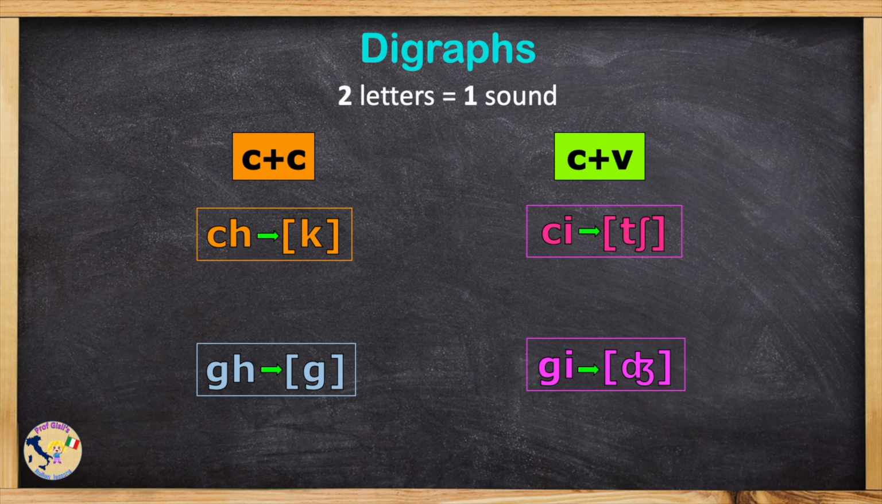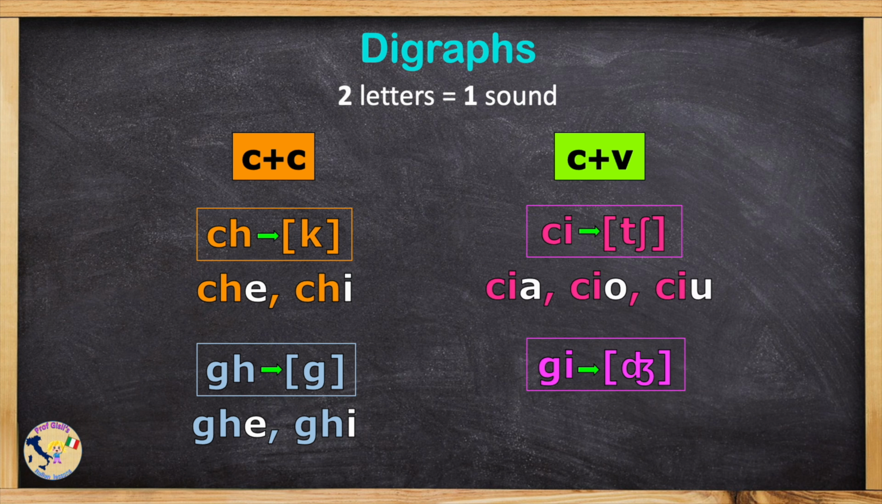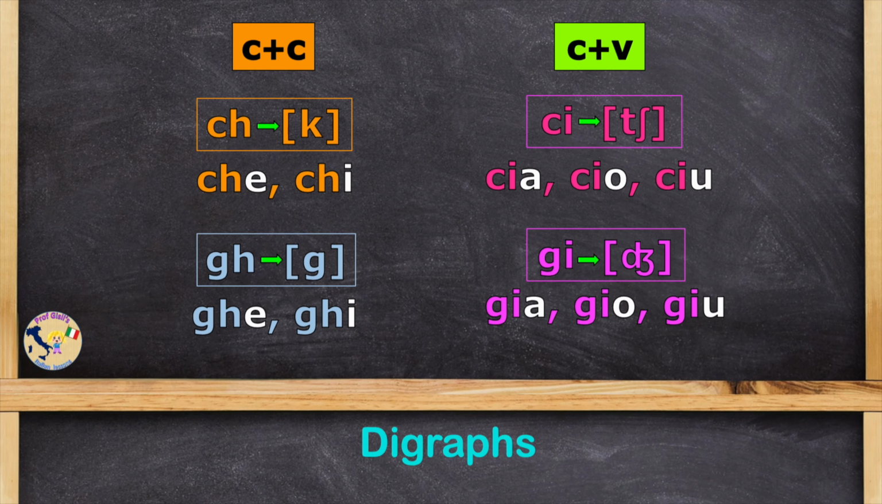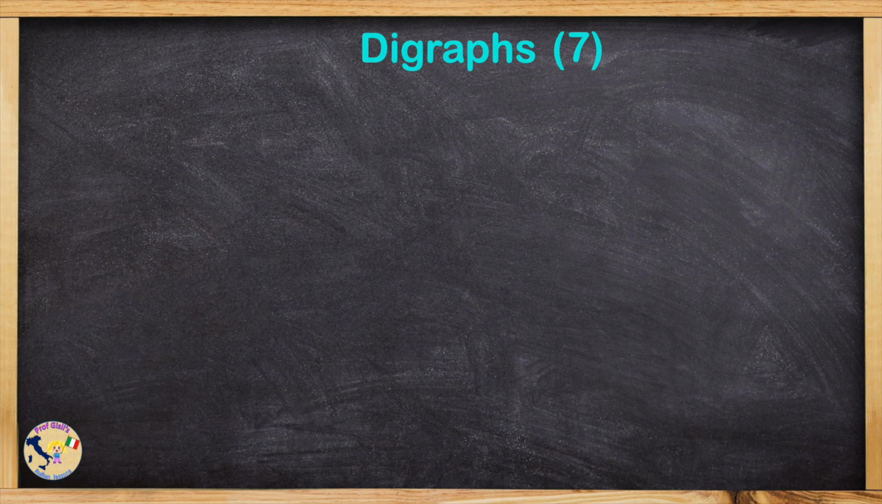CH and GH are combined with vowels E and I to produce Ke, Ki, and Ge, Gi. CE and GE are combined with vowels A, O, U to produce Cha, Cho, Chu, and Ja, Jo, Ju. There are 7 digraphs in Italian.